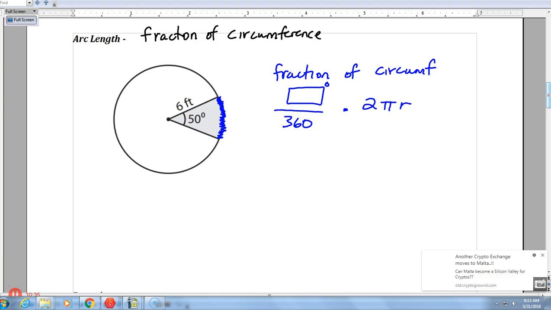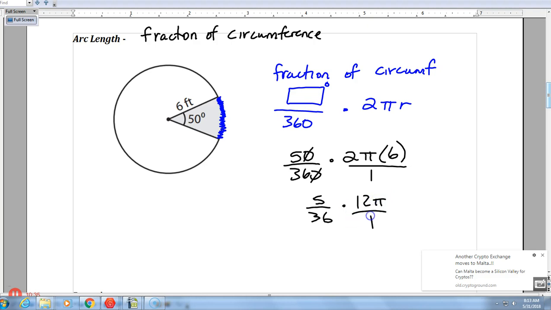So I'll bust this one out real quick. So we have 50 out of 360 times 2 pi 6. I like to just put that over 1 if I'm doing it by hand. And we'll crank this out, cancel those dudes. 5 over 36 times 12 pi over 1. I see 12 goes into both those numbers, so this one's going to be nice. 12 goes into itself once, goes into here 3 times.